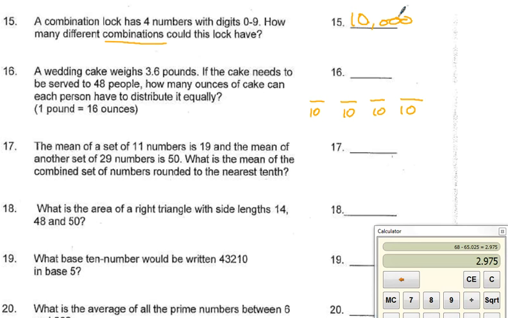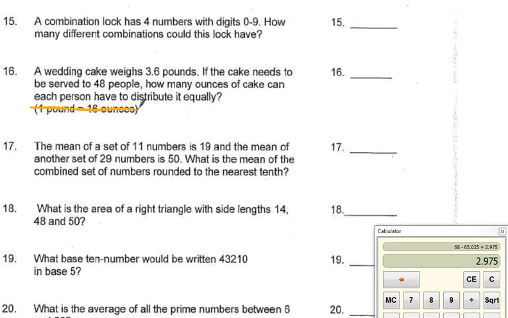All right. A wedding cake weighs 3.6 pounds. I like cake. If the cake needs to be served to 48 people, how many ounces of cake can each person have to distribute it equally? This should not be here. Anyways.